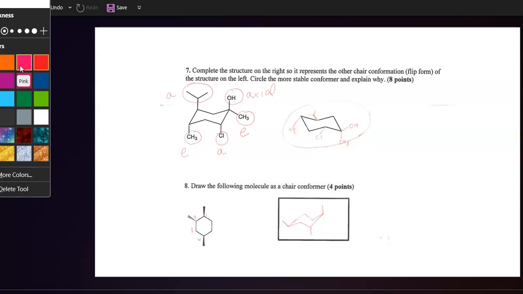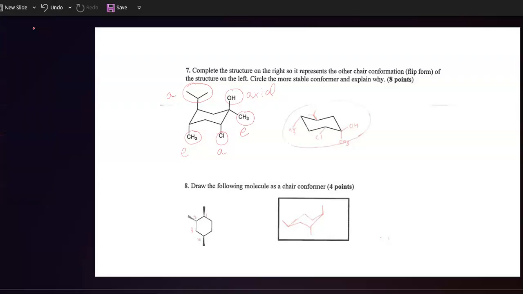So when we flip it, you can see that every axial position has changed to an equatorial, and every equatorial position has changed to an axial, right? So if you recall, when we flip it, make sure that you bring this carbon atom down and this carbon atom up. So that's how the flip is drawn for a chair conformation of cycloalkane.